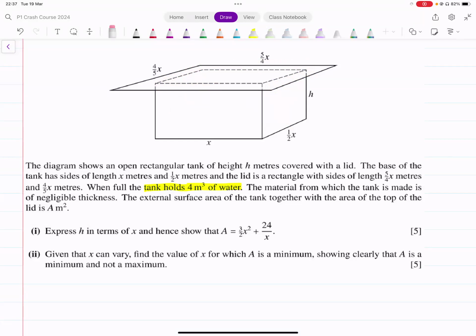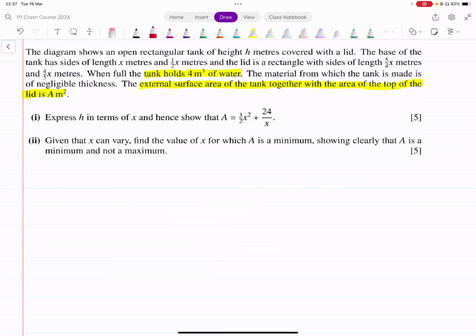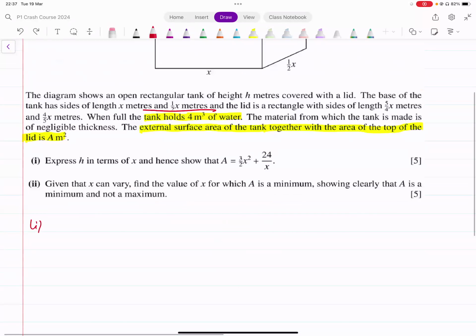Express h in terms of x and hence show that A equals 3/2 x squared plus 24/x. Okay, first of all, we need to express h in terms of x and then also show that area equals this thing. What's the area? Area is basically the external surface area of the tank together with the area of the top of the lid. That is represented by this letter A. Okay, now let's start with this. Express h in terms of x. Now, we saw this information here in the question.